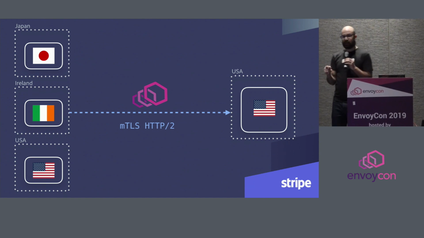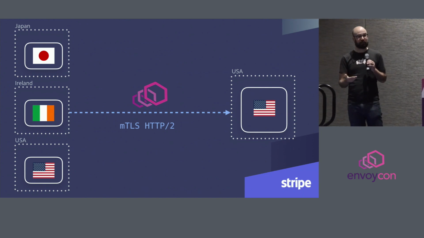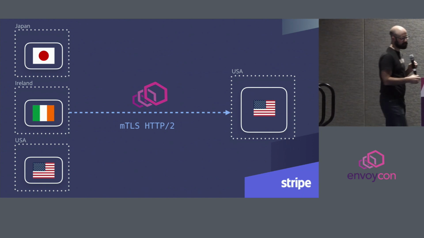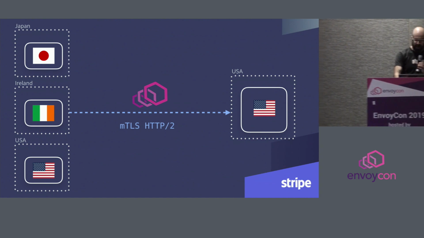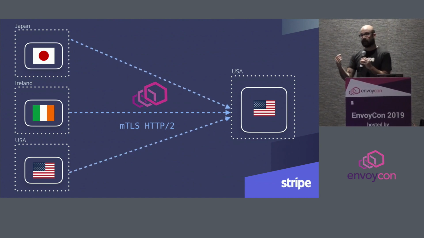So what Envoy has done here is drastically reduce the overhead of serving each new user connection that comes in. So that's great. We, as you can imagine, connected all of our data centers in this way.